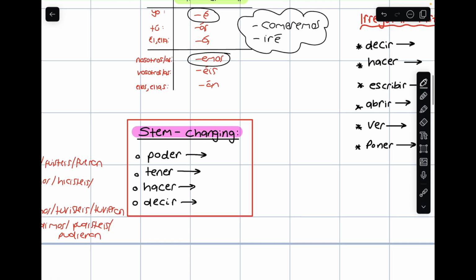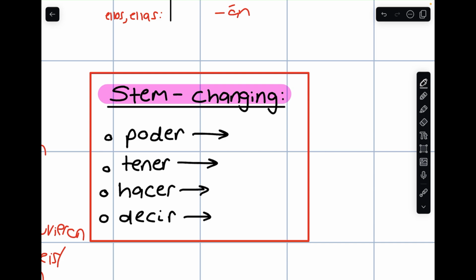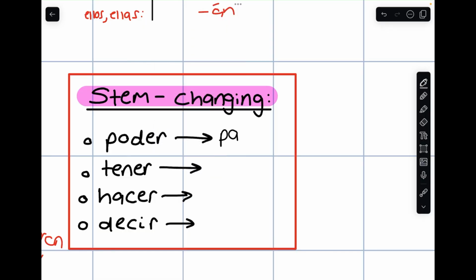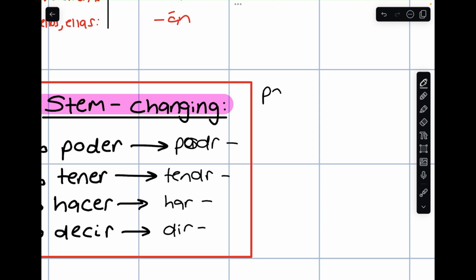Now, in the future tense, some verbs are what we call stem changing. That is, we can't use the whole verb as our stem. For example, I can't say poderé. I can't say tenerá, hacerá, or decirá. We have to use a different stem. For poder, we use P-O-D-R. For tener, we use T-E-N-D-R. For hacer, H-A-R, and decir, D-I-R. So for example, I will be able to, I take my new stem and add on the ending, podré.